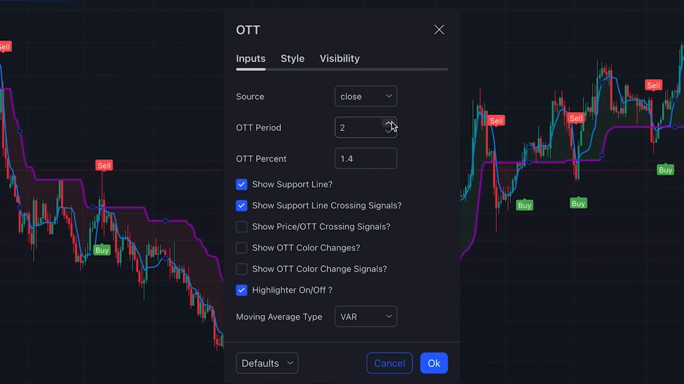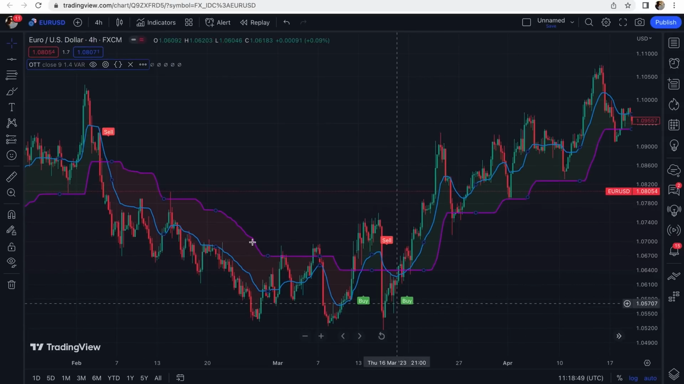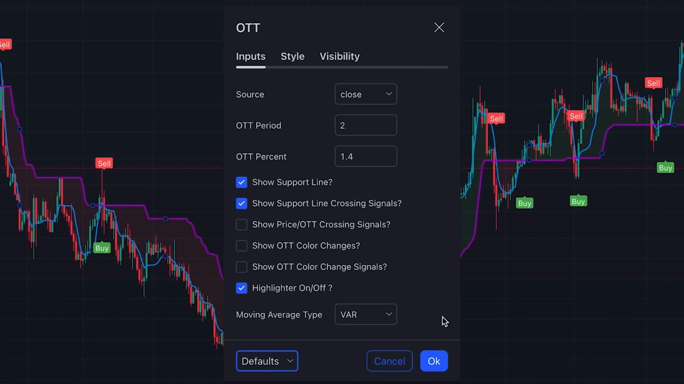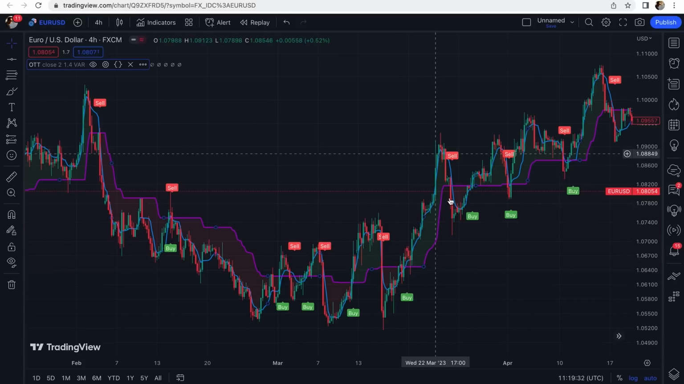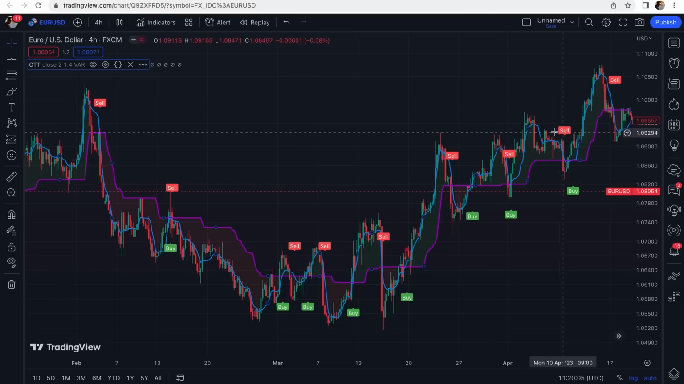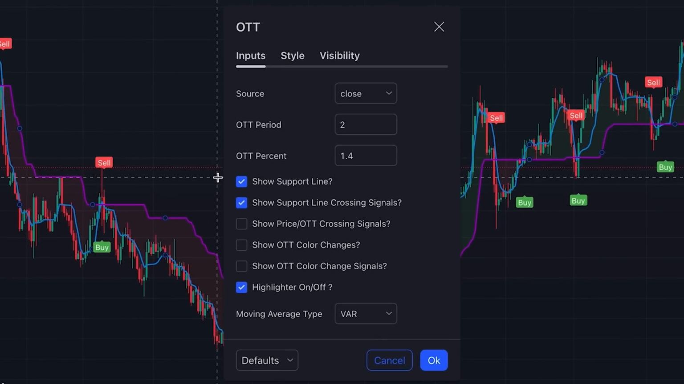Here, by increasing the OTT period, you can see that the OTT line became smoother and it's showing longer-term trends of the market. But with the default settings, where the OTT period is set at 2, you can see that we have more price crossovers on the OTT line and also more crossovers of the OTT line and support line, and so we have more buy-sell signals.